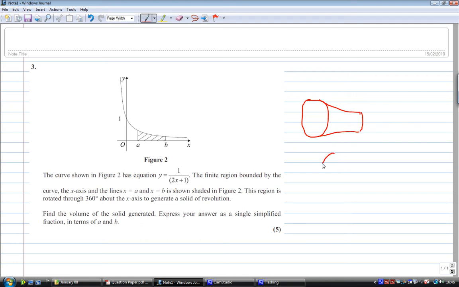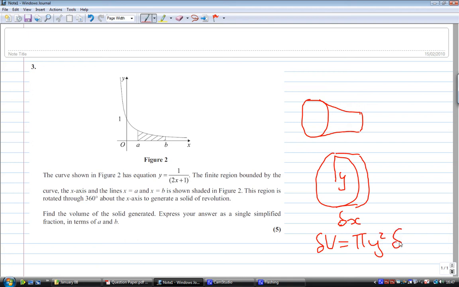So an element of volume then, let's expand that out a bit. We've got a delta x there, and that's going to be y there. So an element of volume, delta V, is going to equal pi y squared to get the area and a delta x to get the volume.